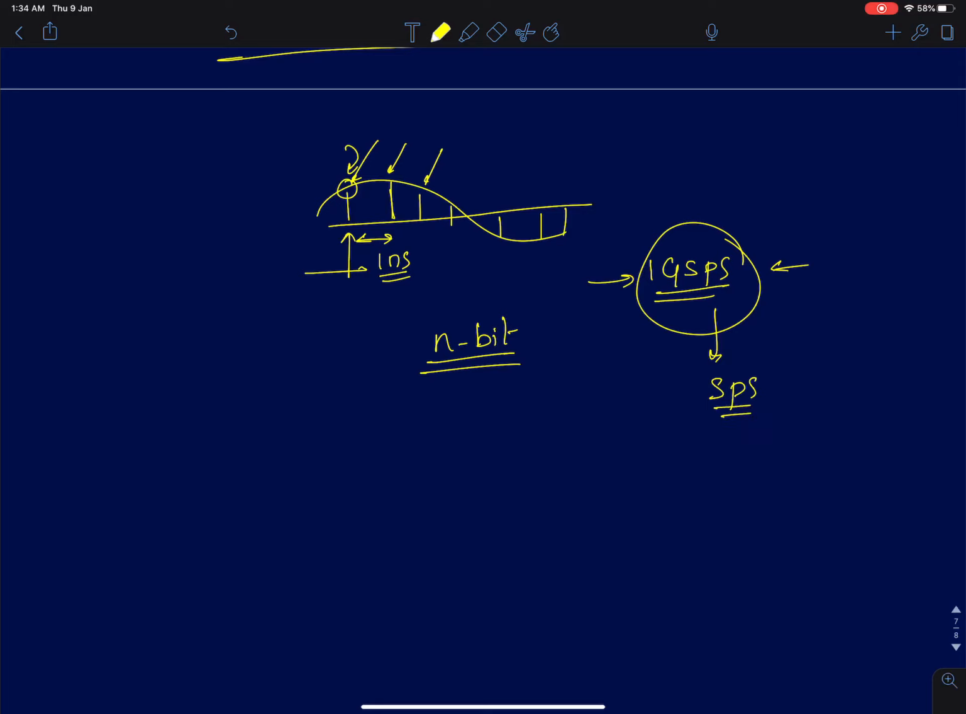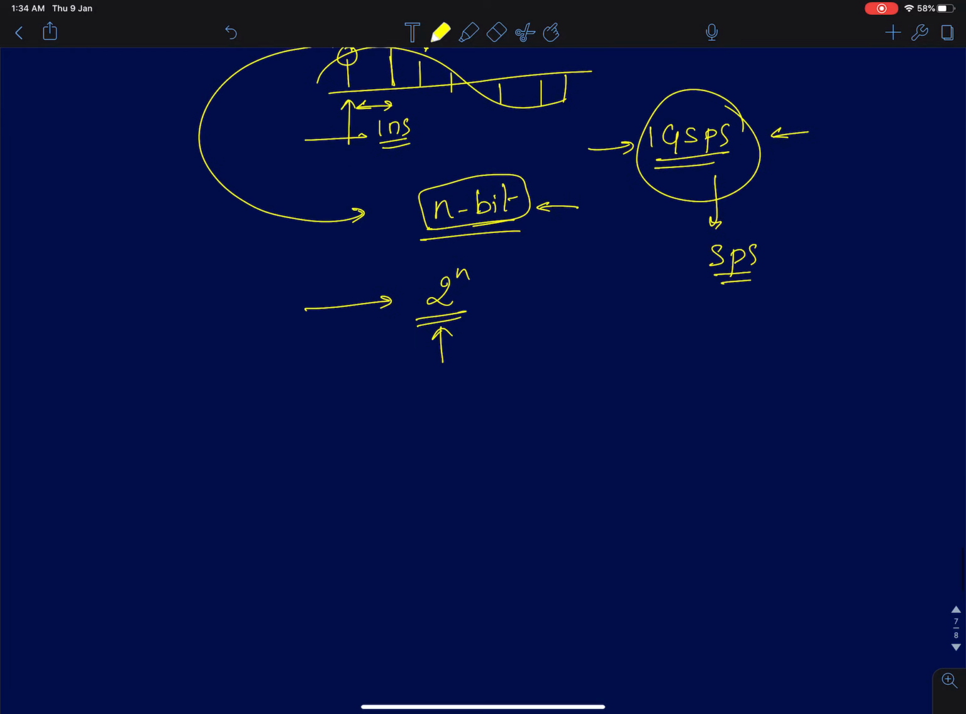Now each sample, I'm going to round off to a certain number of bits. I have to represent it digitally, so I'm going to quantize it. That can be, say, an n-bit representation, which means I'm going to round it off to one of 2 power n levels. Using n bits, I can represent 2 power n levels. So I'm going to round it off to the nearest of the 2 power n levels possible.